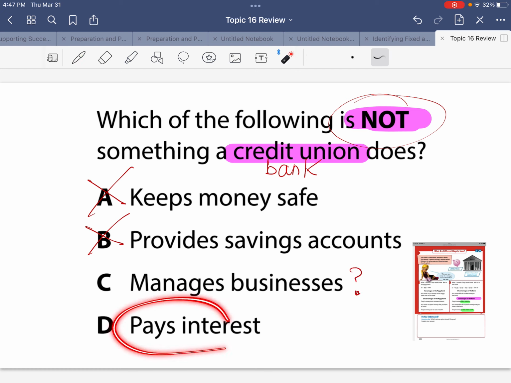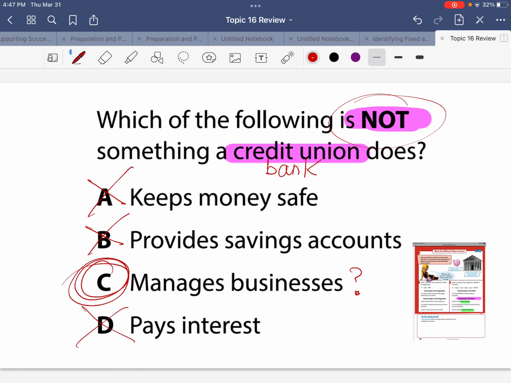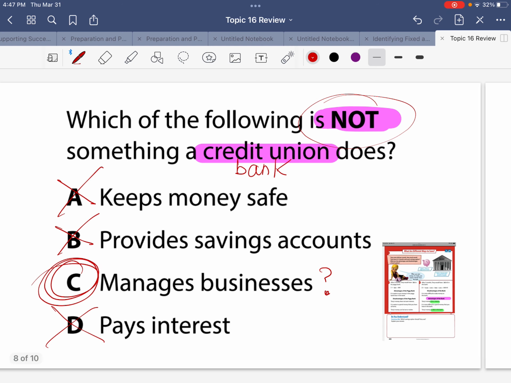D, pays interest. We talked about here, the banks will pay you interest. Okay, so it's C. Banks do not tell you how to run your business. They give you money, they help you out, but they don't tell you what to do.